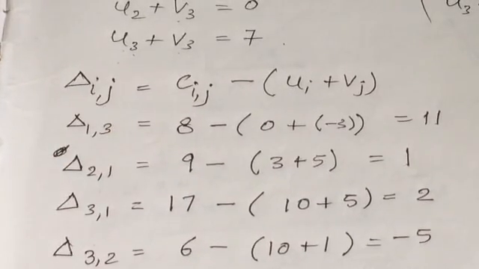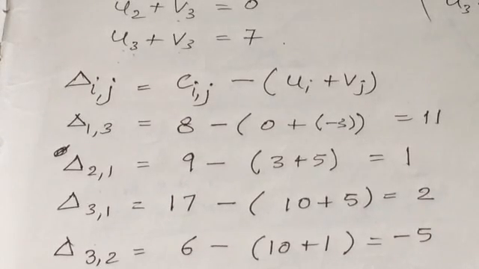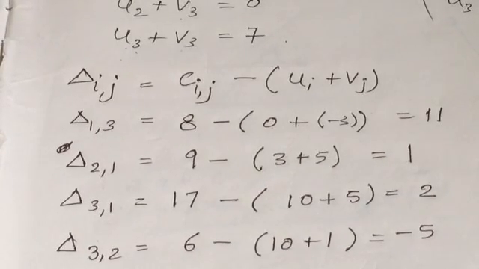In the next step, you have to check whether all these del ij values are greater than 0 or not. If all the values are greater than 0, then the solution is both optimal and unique. Okay, write it down. Next rule says that if all the values are greater than 0 and one value is equal to 0, then the solution is optimal but not unique.